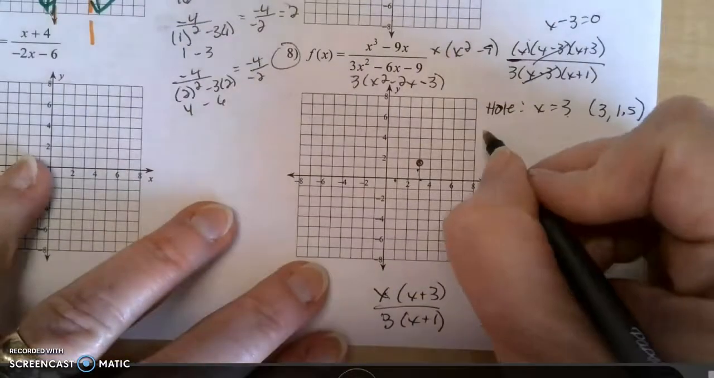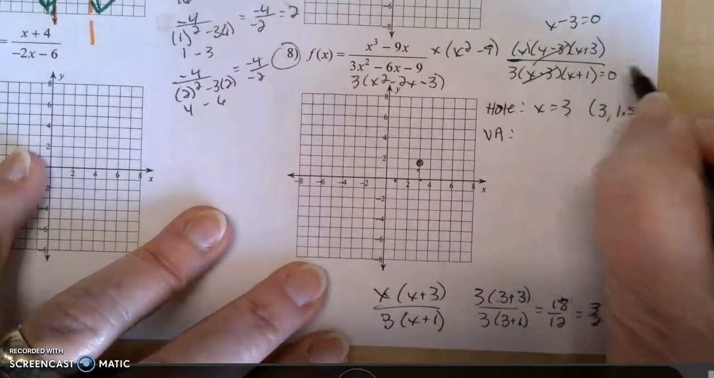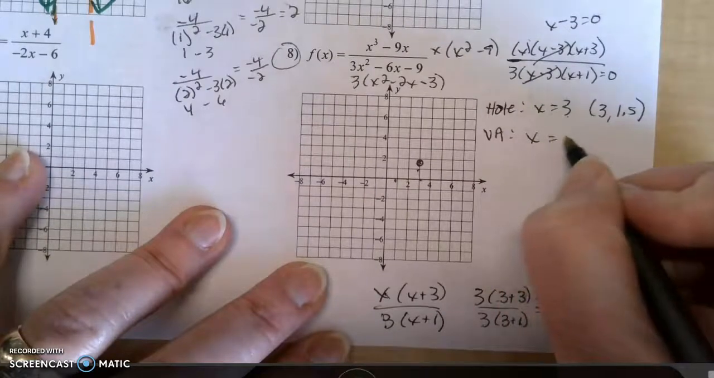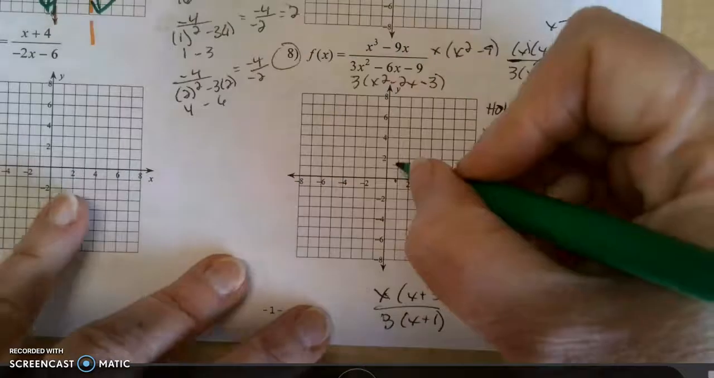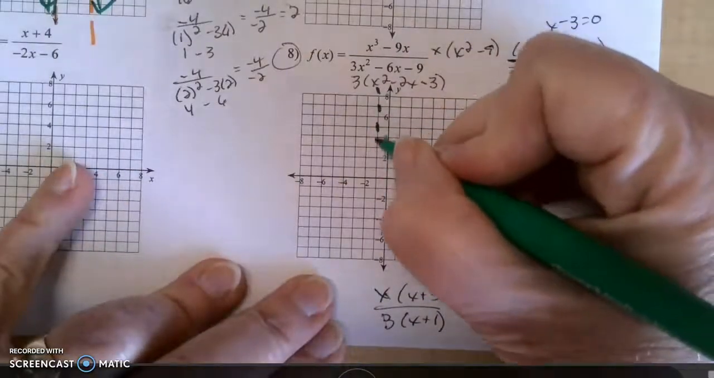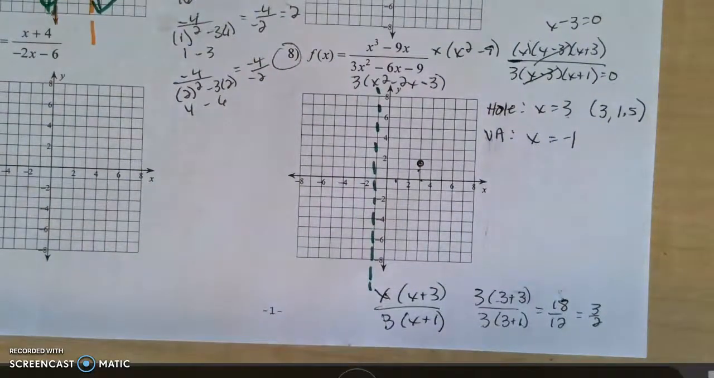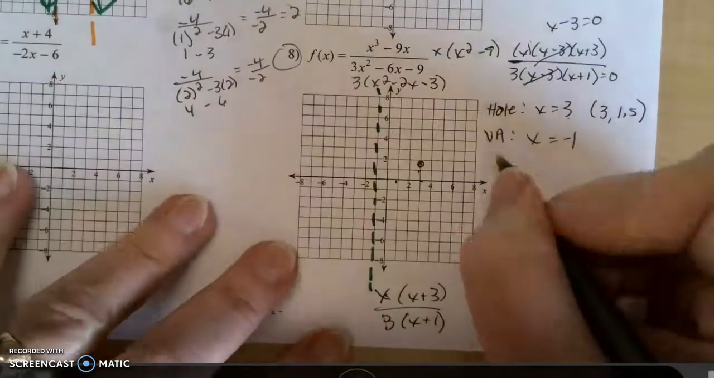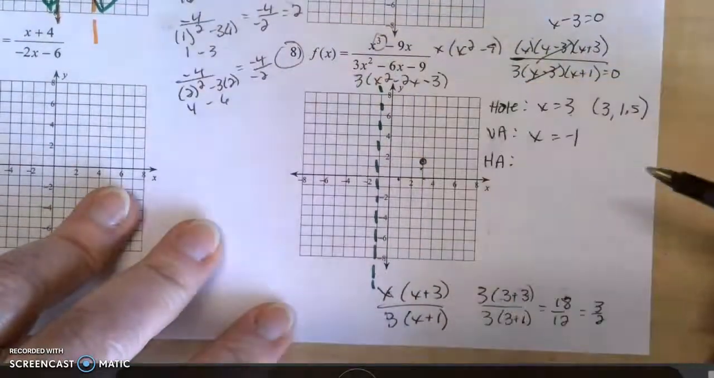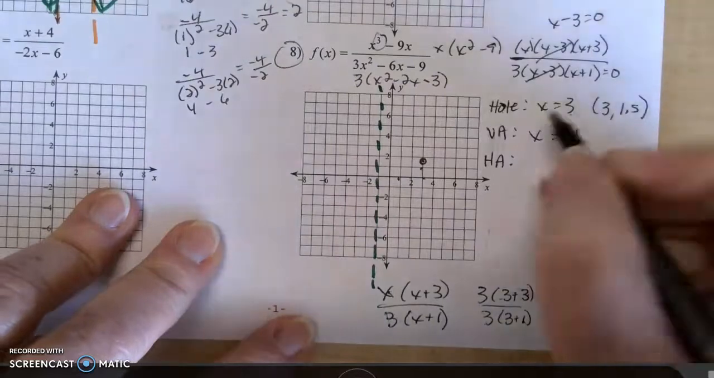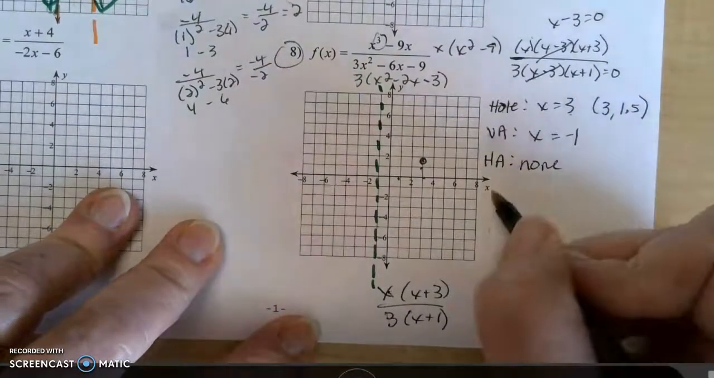Okay, let's get our vertical asymptote. Set my denominator equal to 0, so x equals -1. So there it is. Let's get a horizontal asymptote. Now let's check it out. Go back here. My numerator has the higher power, so there is none. That means now it's time to find the oblique.